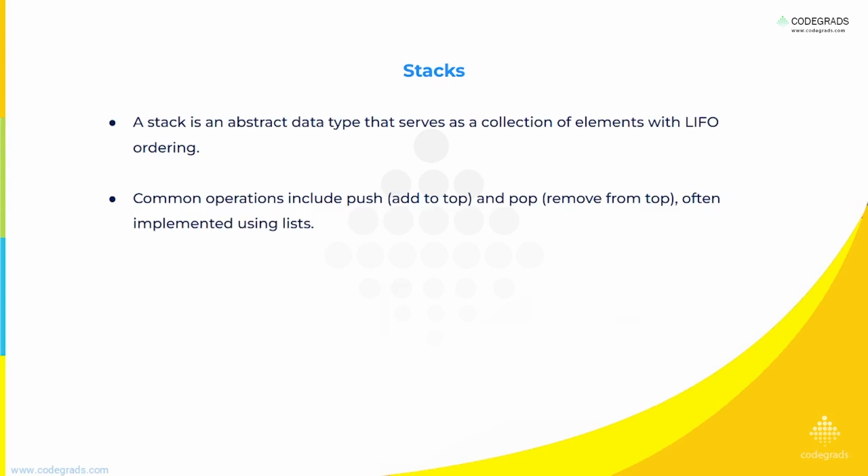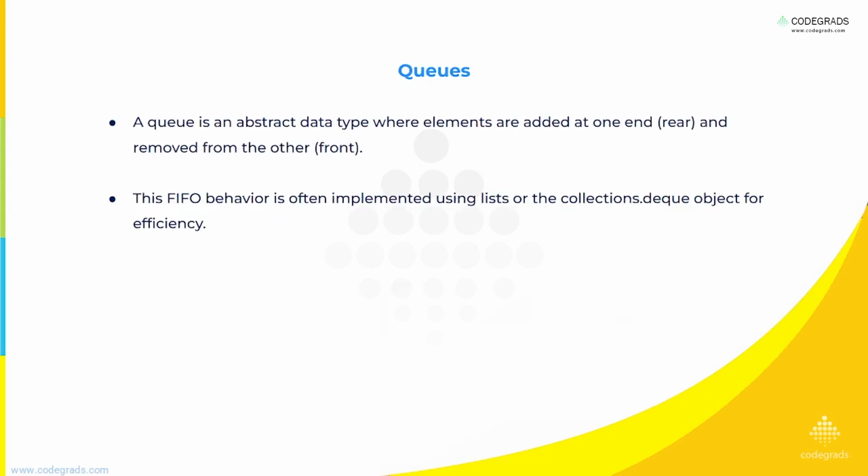Moving on, we have the queue, which is first in, first out. So a queue is an abstract data type where elements are added at one end, that is the rear, and removed from the other, which is the front. This FIFO, which is first in, first out behavior, is often implemented using a list or the collections.deque object for efficiency. So a queue works like a line. First in line is served first, and it is used in task scheduling or like a printing job.